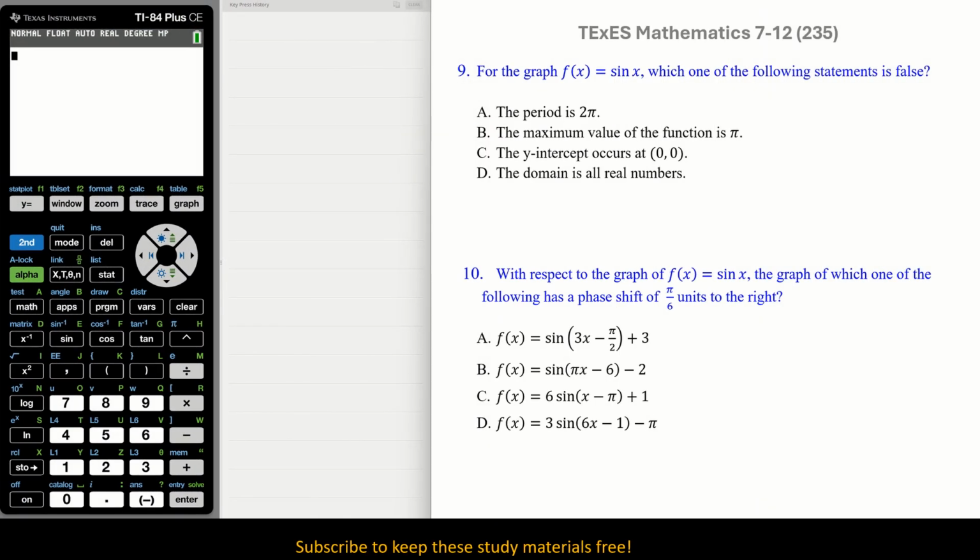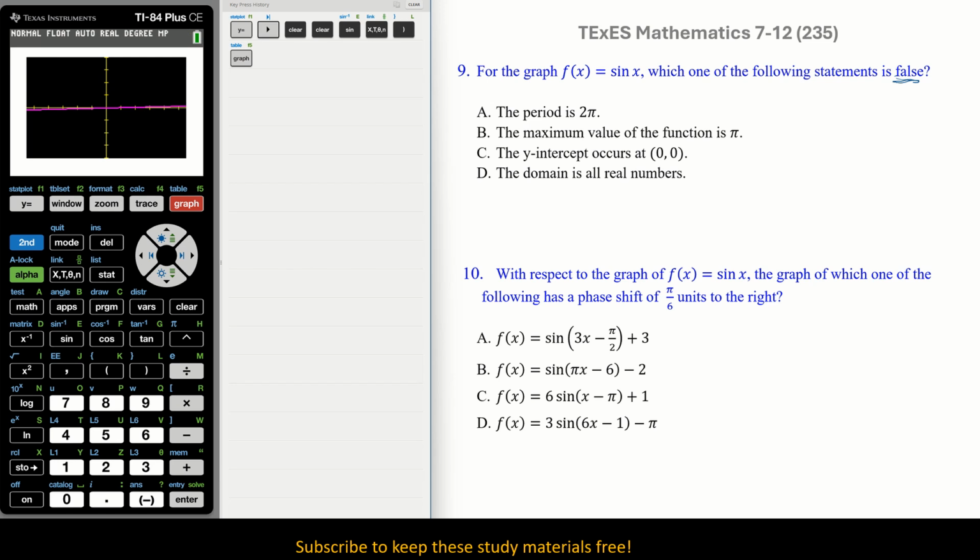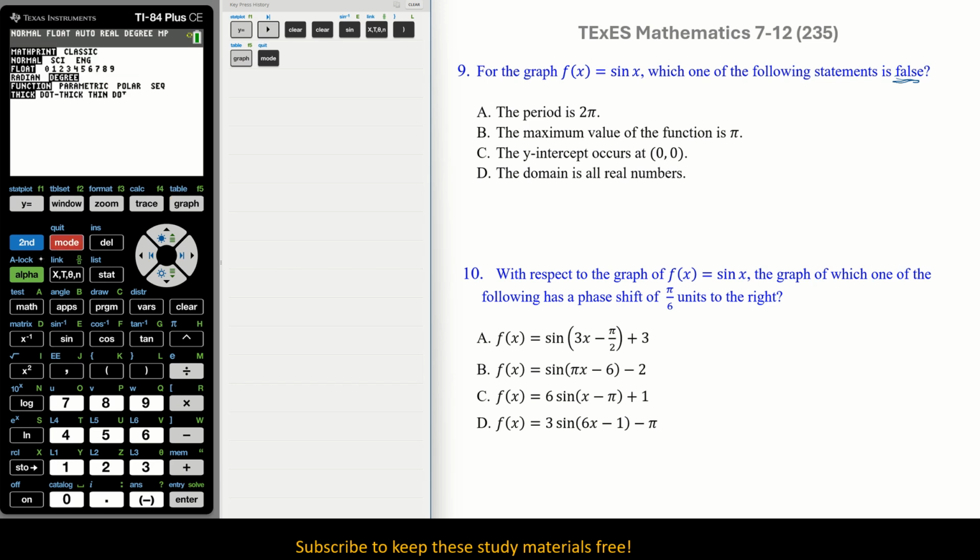All right, let's go to number 9. Number 9, for the graph f of x equals sine x, which one of the following statements is false? Okay, here's the thing. Let's just go ahead and graph that in y equals. Okay, let's clear out what I have. Okay, and let's do just sine x and graph it. Okay, of course, first thing we need to make sure is that we're in degree mode, which we are. So back out of that.